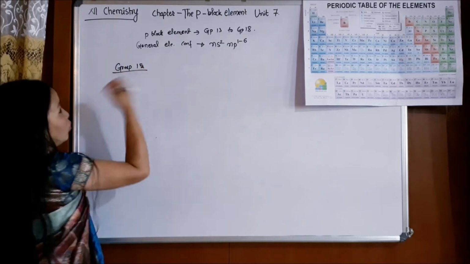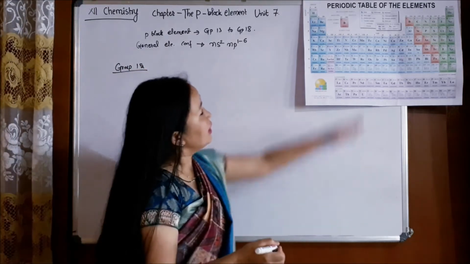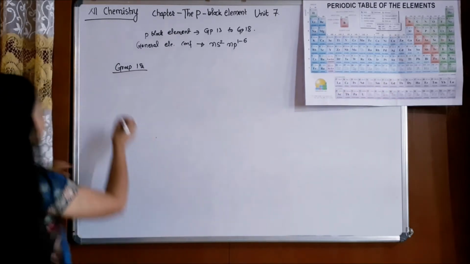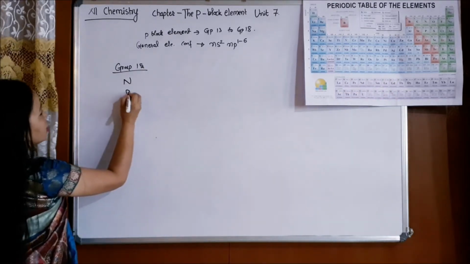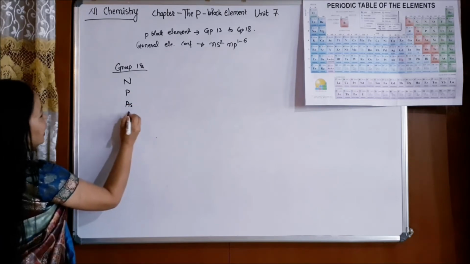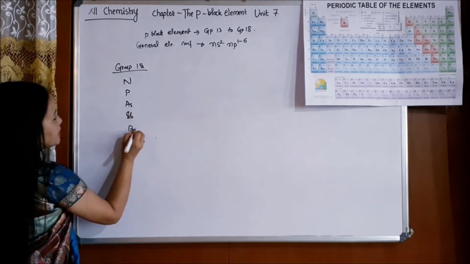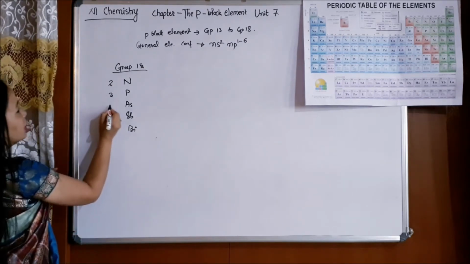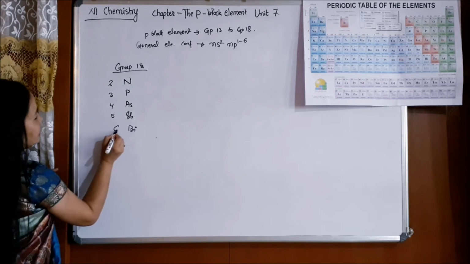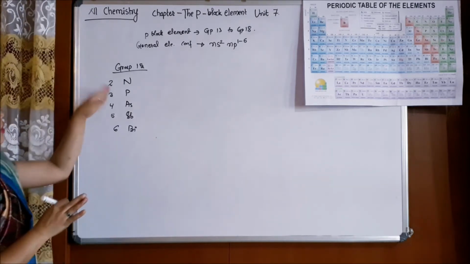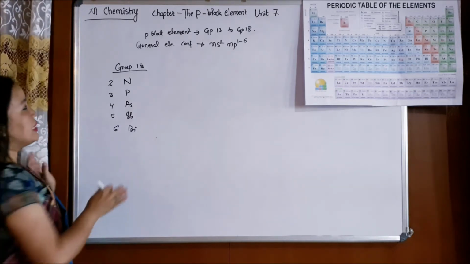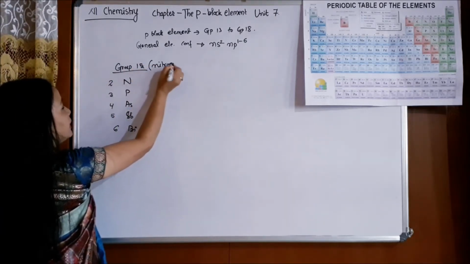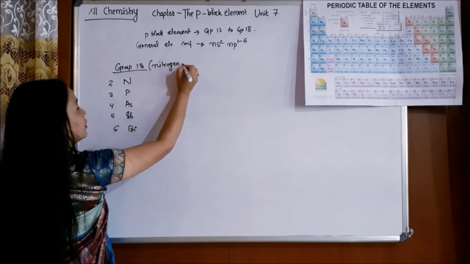Now, the members of group 15 are nitrogen, phosphorus, arsenic, antimony and bismuth. Nitrogen is in period 2, then 3rd, 4th, 5th and 6th. We will try to write down the general electronic configuration for all these members. Group 15 is also called the nitrogen family.